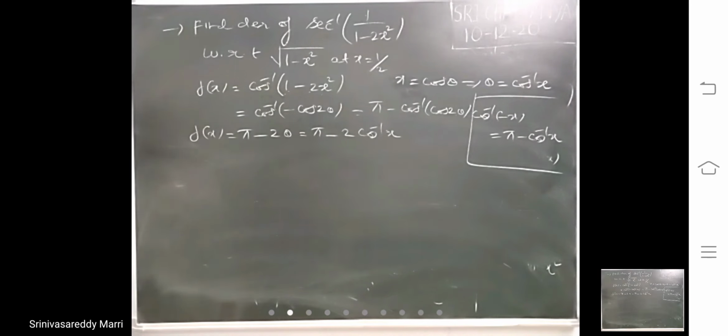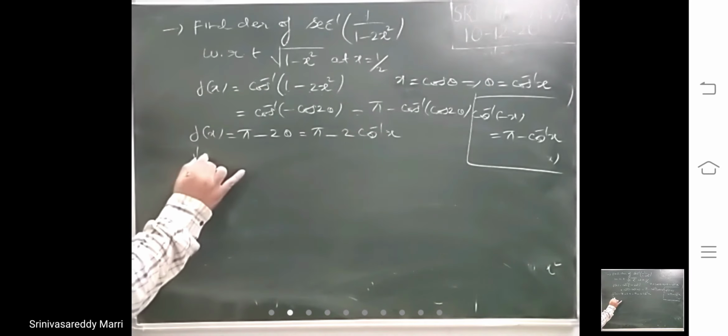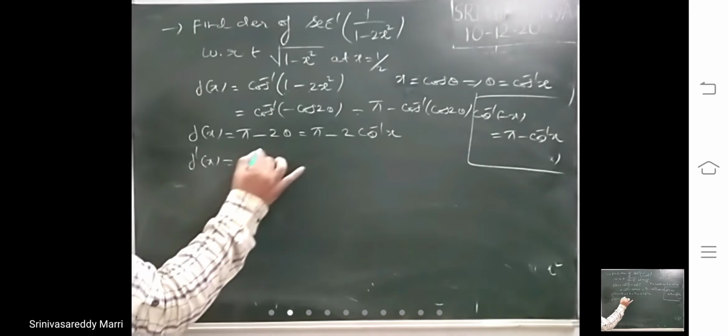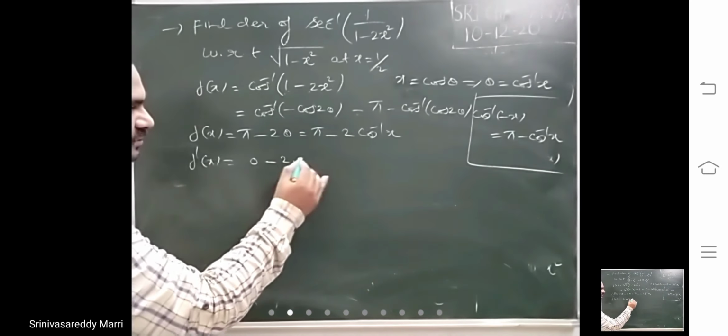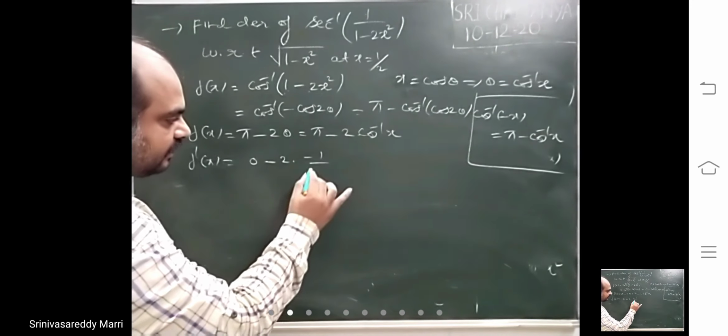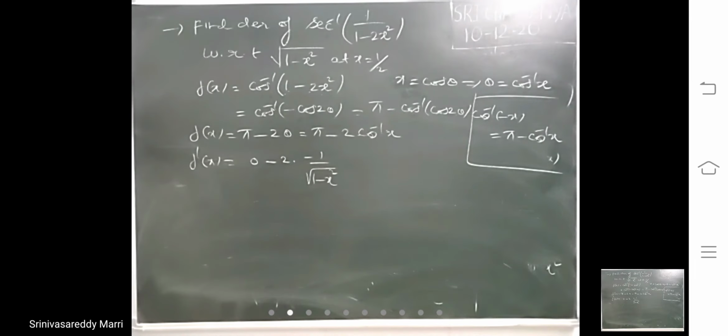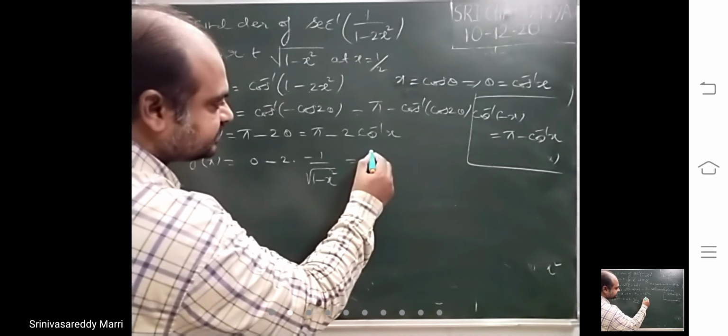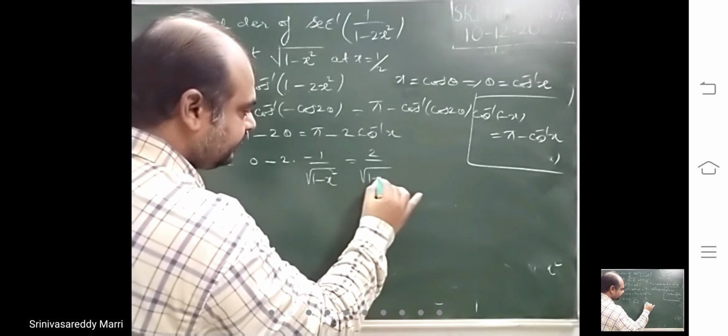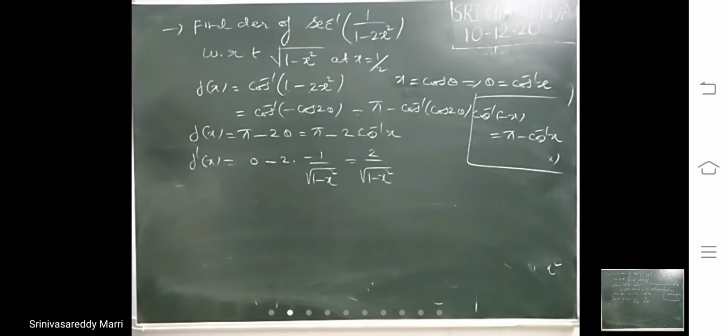Therefore f dash x is nothing but the derivative of pi, which is 0, minus 2 into the derivative of cos inverse x, which is minus 1 by root of 1 minus x square. So what is the derivative? 2 by root of 1 minus x square. This is f dash x.